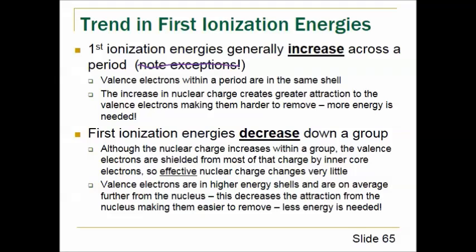So first ionization energies increase within a period because the valence electrons are in the same energy level, but there's more and more nuclear charge. When you go down a family, the ionization energy decreases because primarily the outer electrons are further and further from the nucleus, and they're shielded from nuclear charge as well.